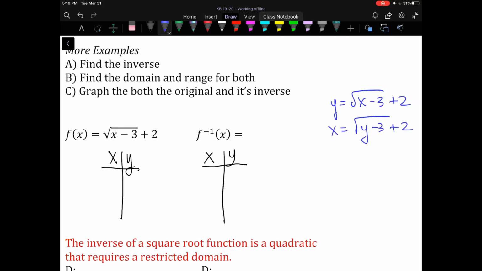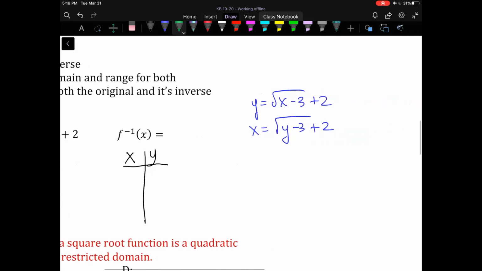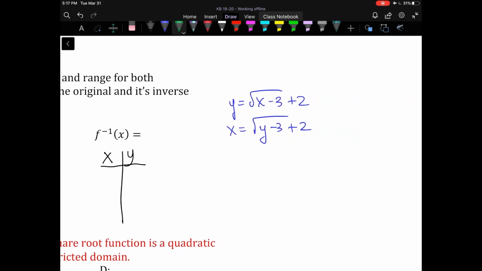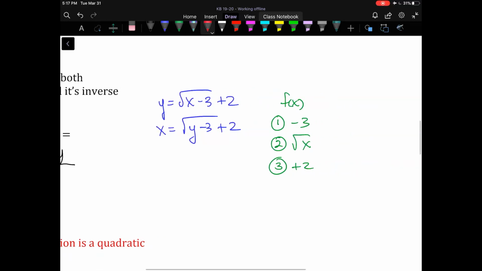Now we want to solve for y, and if you remember, we talked about the list of steps that we could use. So if I knew what y was, what's the first thing we would do? We would subtract 3, and then next thing would be the square root, and then the last step would be to add 2. So for our inverse, and this one here is f of x, we're going to do the opposite steps, if you recall.